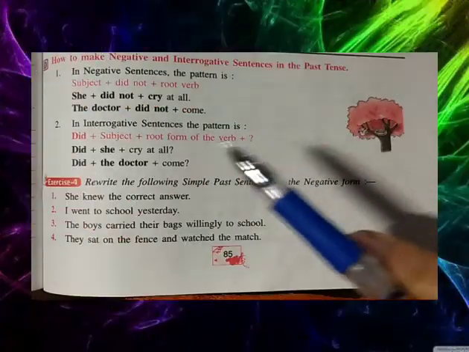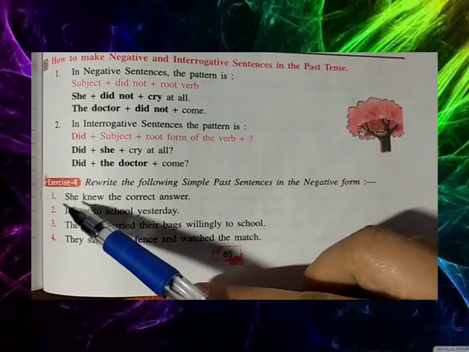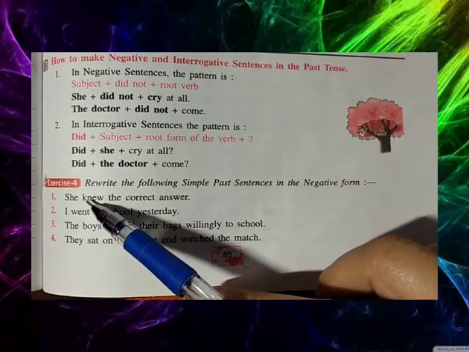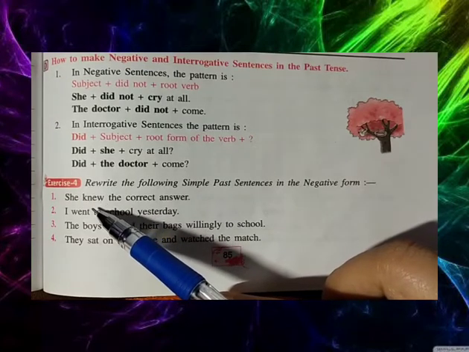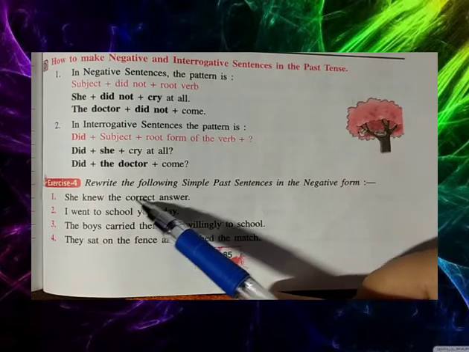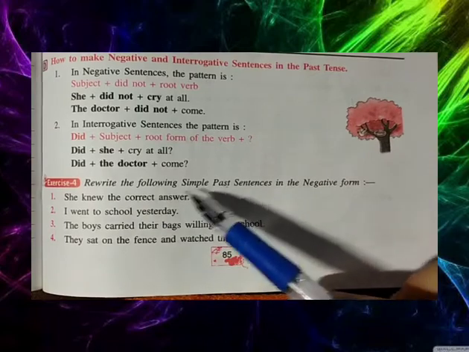Now I am going to explain the sentences in the negative form, how to rewrite it. Now first sentence, she knew the correct answer. So the subject will remain the same. Then we will add did not and knew will change into the first form of the verb according to the pattern, the correct answer. So she did not know the correct answer.